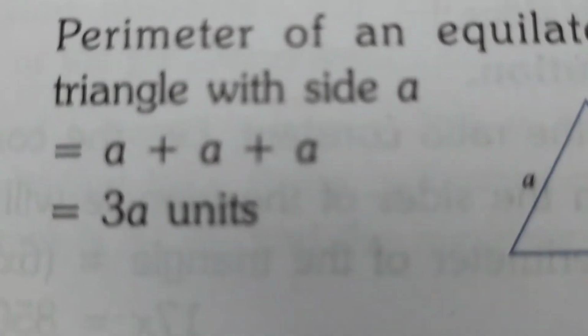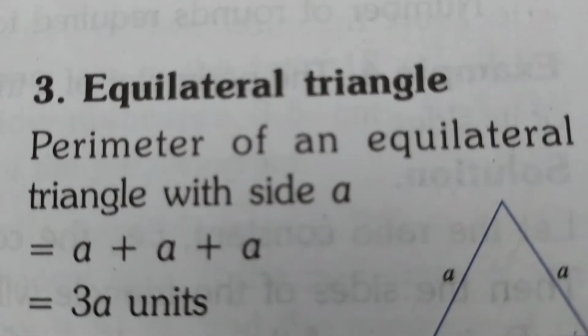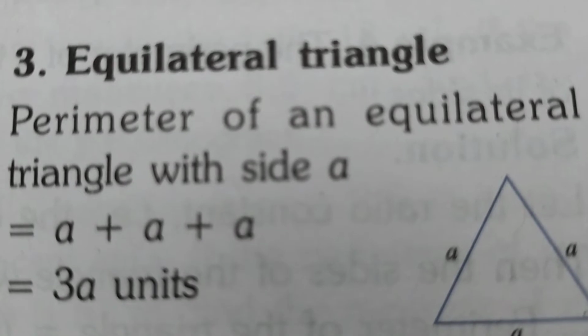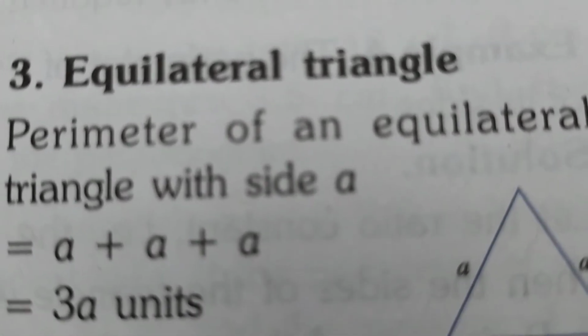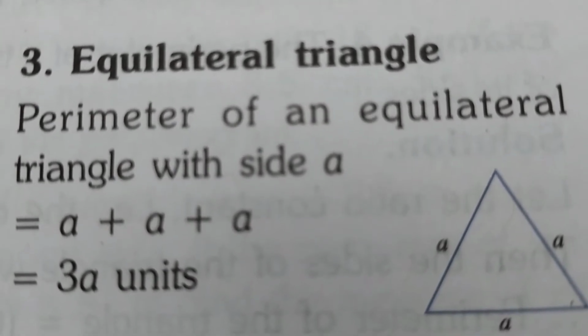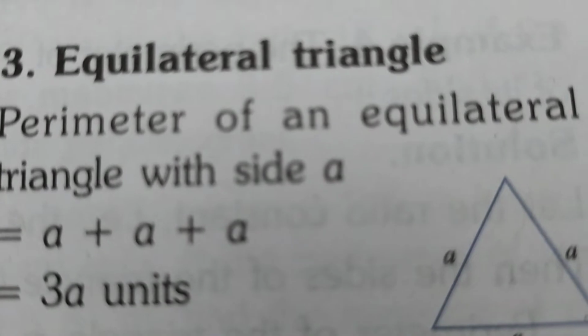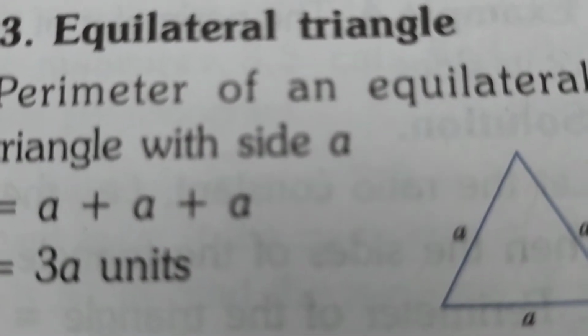Or an equilateral triangle. As we know, in an equilateral triangle, all 3 sides are equal in measure. If one side is denoted with A, all the 3 sides are A units. So A plus A plus A is 3 times A, 3A units is the perimeter. Side you can denote with any alphabet, either A or S, any alphabet could be used.